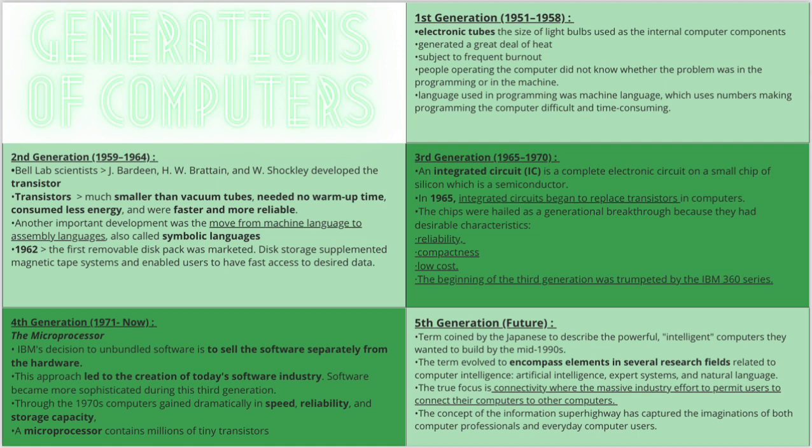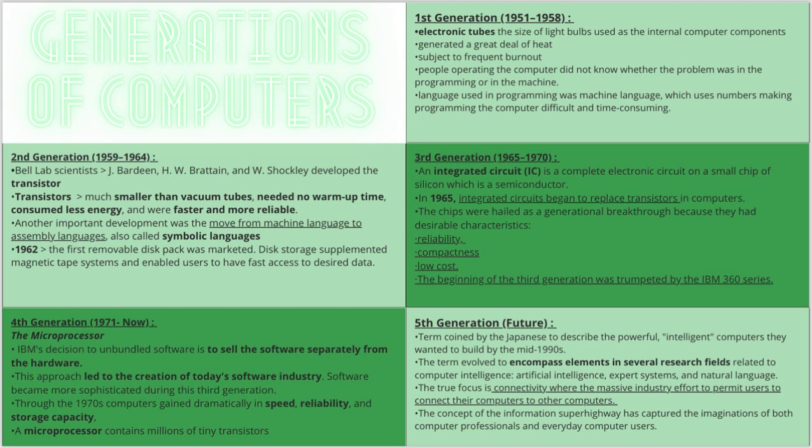For the third generation, from 1965 to 1970, an integrated circuit, or IC, is a complete electronic circuit on a small chip of silicon, which is a semiconductor. In 1965, integrated circuits began to replace transistors in computers. The chips were hailed as a generational breakthrough because they had desirable characteristics such as reliability, compactness, and low cost. The beginning of the third generation was trumpeted by the IBM 360 series.